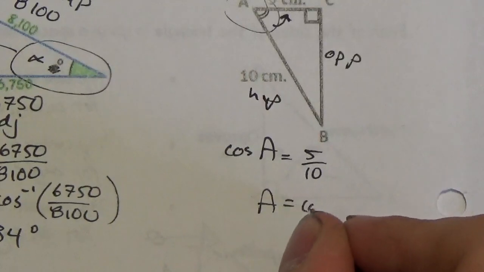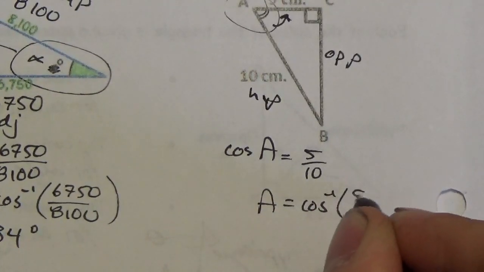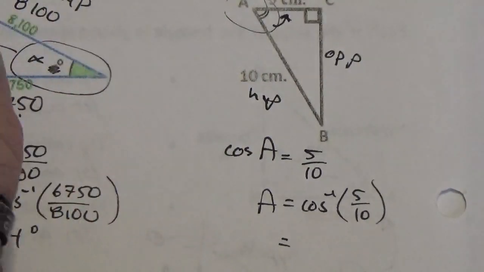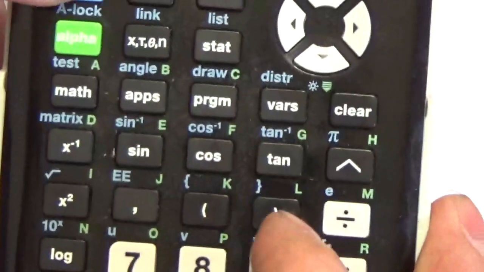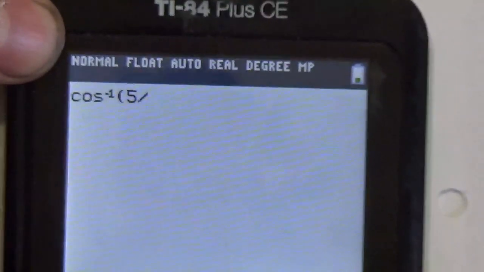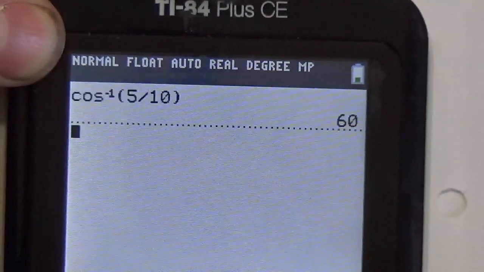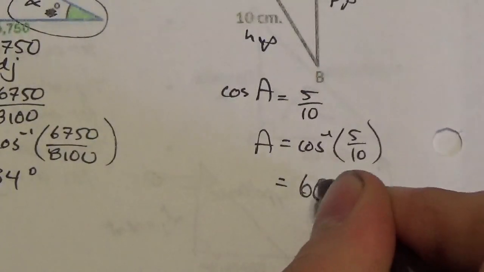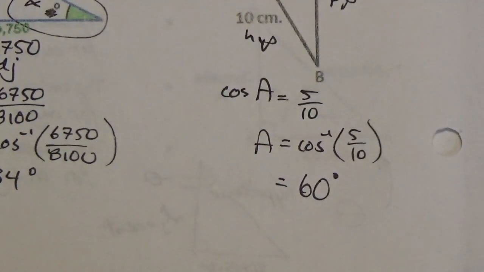To get angle A, I have to use the calculator's inverse function, or second function there. So I'm going to just clear the calculator here. So I will go second cosine 5 divided by 10, and the answer is 60 degrees. And there you go, 60 degrees.